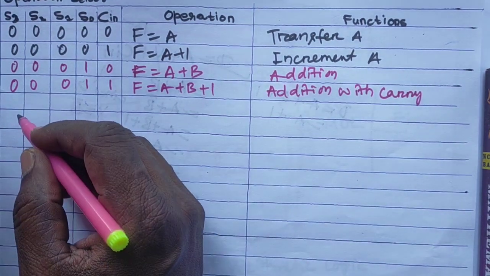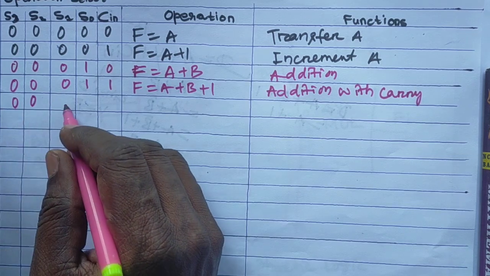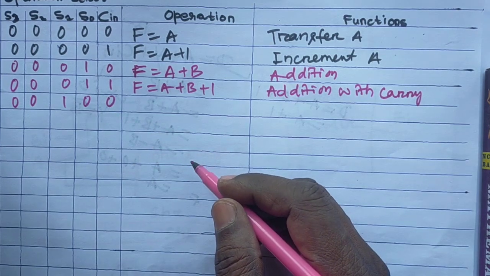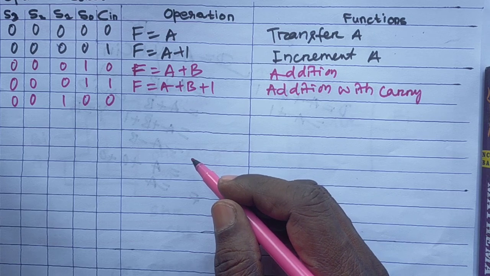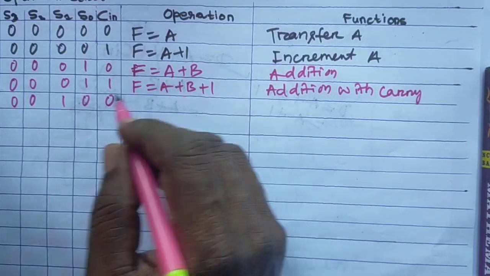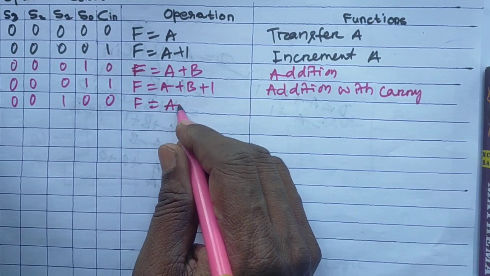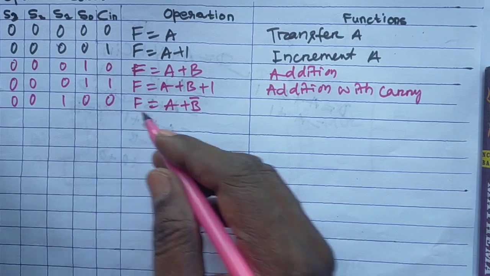Okay, next similarly here, since it is 0 0 means arithmetic 0 0, here is 1 0 1 0, here is 0. Okay, if it is 1 0, be careful that logic is there. If it is 1 0, that is B complement. If it is 0 1 it is only B. If it is 1 0 it is B complement. Then what happens? F is equal to A plus B complement and Cin 0. Okay, simple, Cin 0.